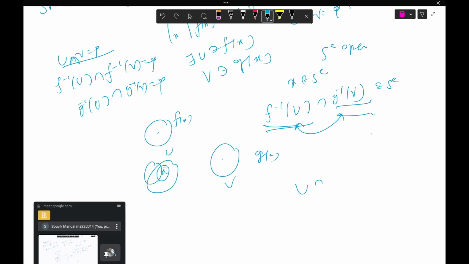So by choice, what have you done? By choice, U contains fx and V contains gx, and the intersection is empty. It is by choice, right? Correct. But anyway, x belongs to f inverse U, and also x belongs to g inverse V, right? This is obvious, correct? Yes, sir. So this is what we have done: f inverse U intersection g inverse V. Understand? Yes, sir.